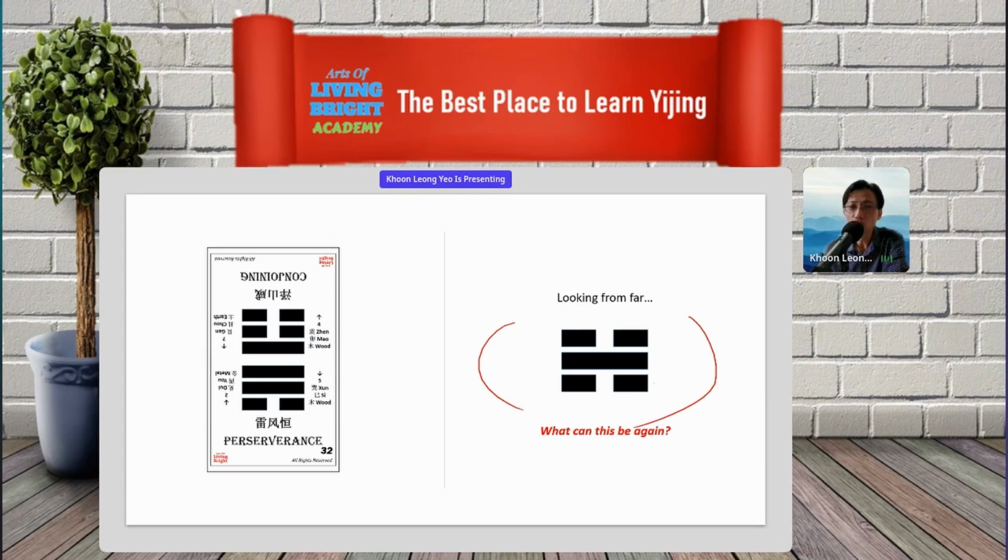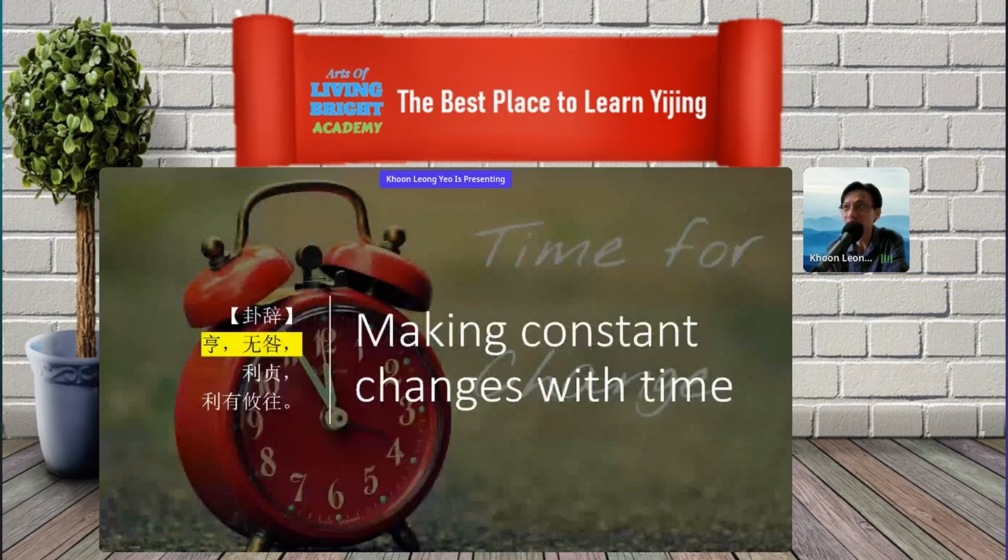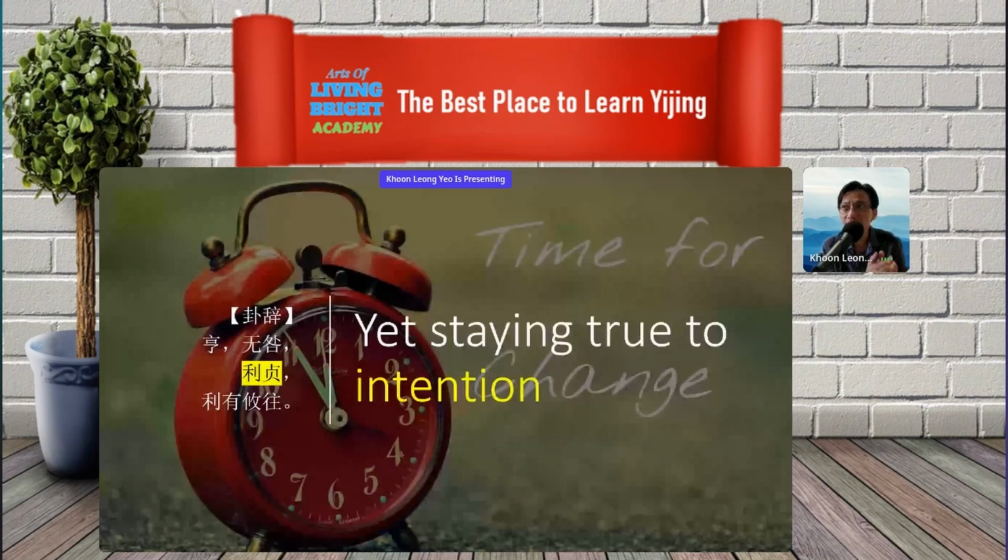But how to really make 天长地久 a reality? Yi Jing has this advice for you. If you want to make it really everlasting, it's called 亨无咎，利贞，利有攸往. Loosely translated, it means make constant changes with time, yet stay true to the intention. And the intention is 白头偕老. I'll give you an example.